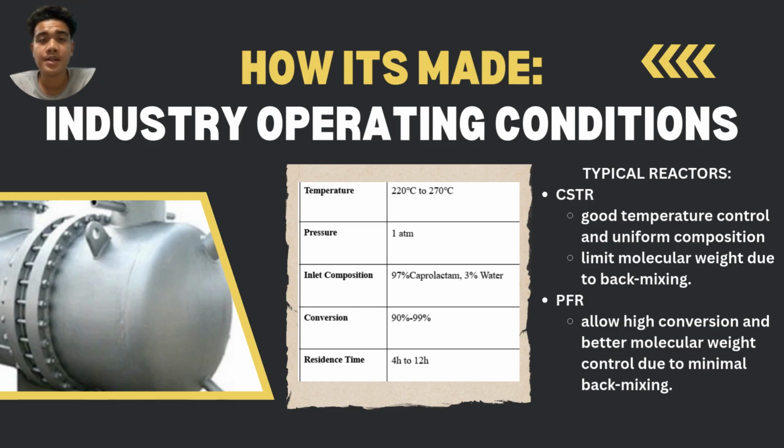Typically in the industry, there are two types of reactors used in this reaction. One of them would be the CSTR. It has good temperature control and uniform composition. However, it limits molecular weight due to the backmixing. Hence, this is where PFR steps in. The PFR allows a high conversion and better molecular weight control due to the minimum backmixing. Hence, in our project, we will be discussing the PFR calculations.